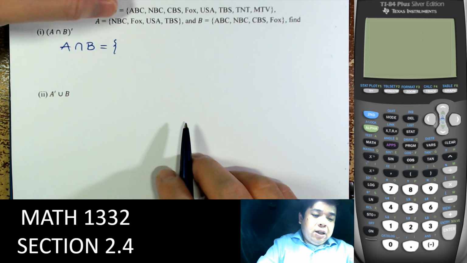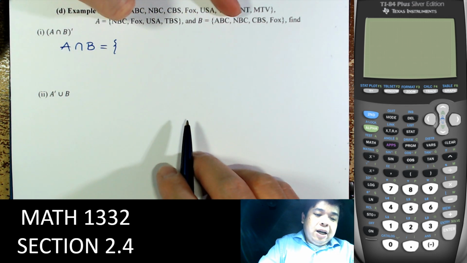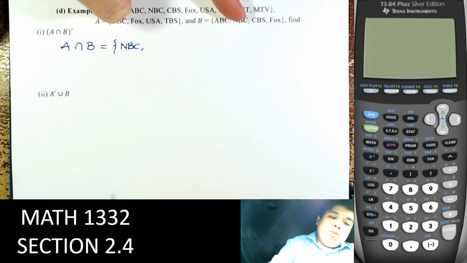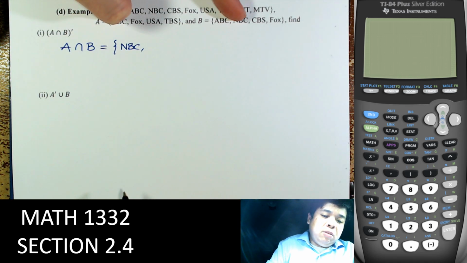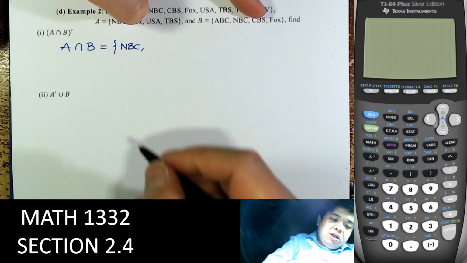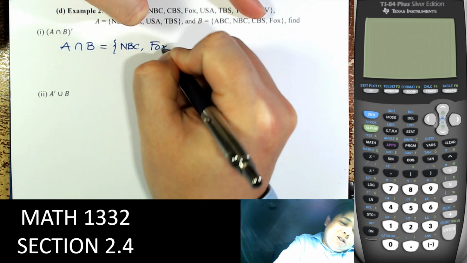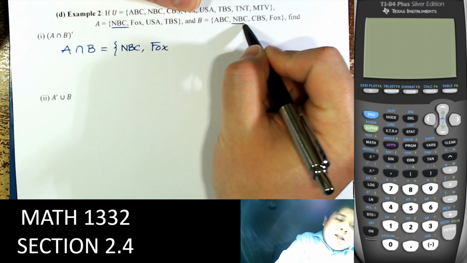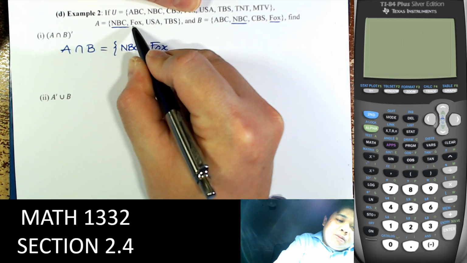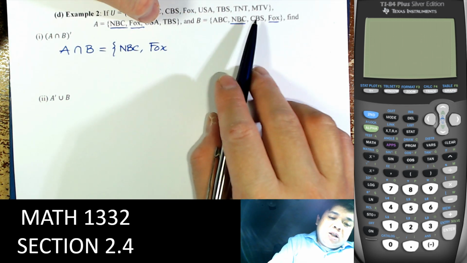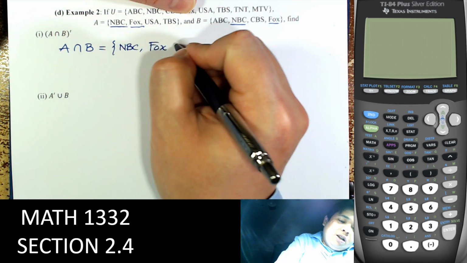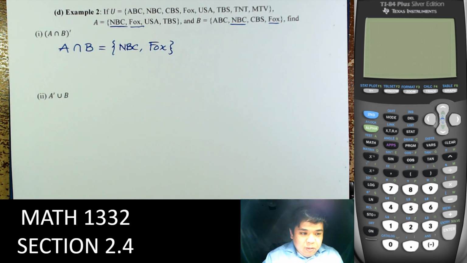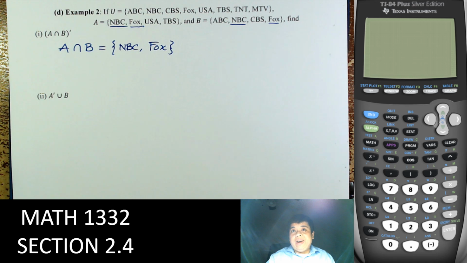All right. I see the NBC. I'm looking at the common. And the Fox. So I just underline NBC and Fox. The others are not the same. So this is the intersection of A and B. I said intersection is the easy one to find.